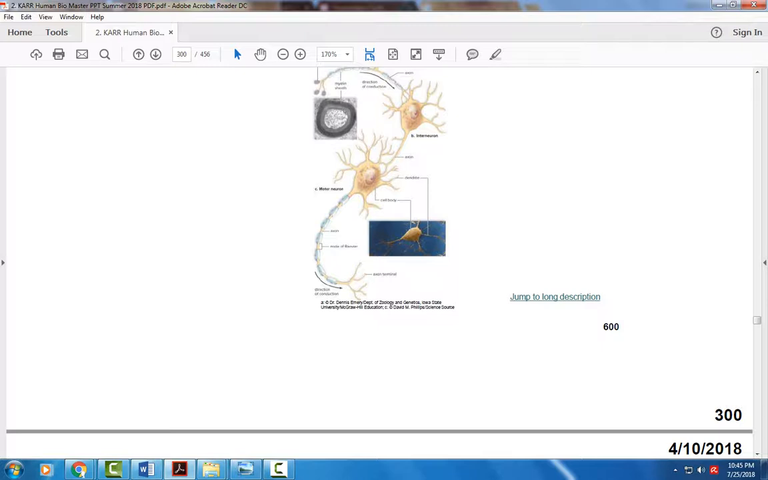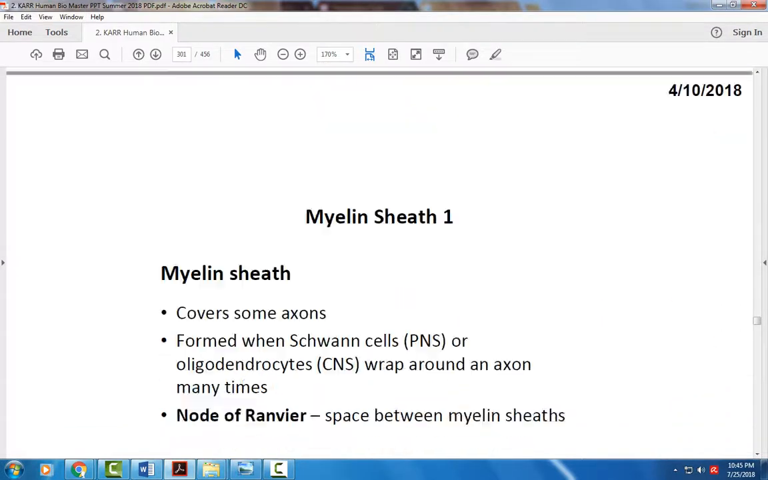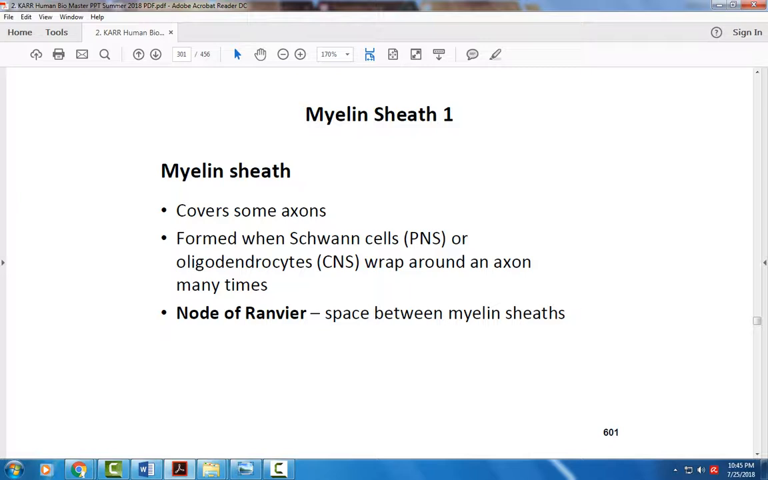So the myelin sheath, we said, covers some axons. If it's formed around a nerve in the peripheral nervous system, those are Schwann cells that make up that myelin sheath. And if we're looking at a neuron in the brain and spinal cord, those are called oligodendrocytes, those cells that make the myelin in the brain and spinal cord.